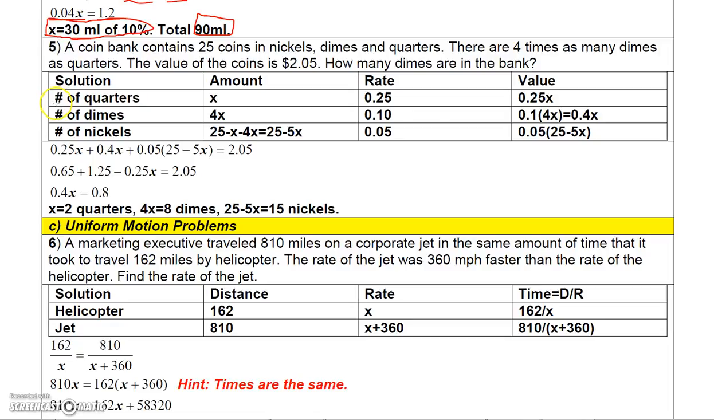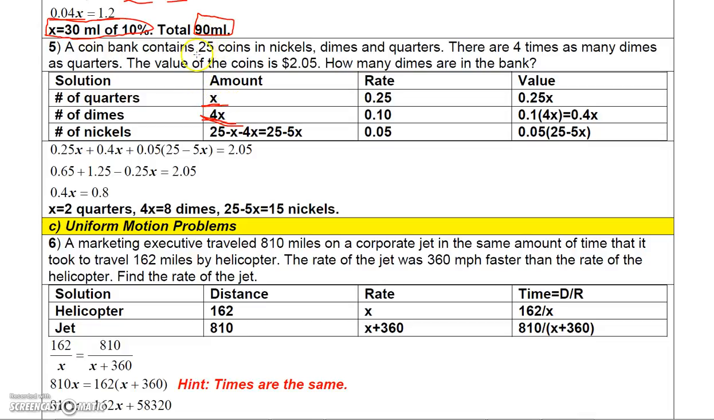First of all, I said let X be the number of quarters. The reason I did that is because up here it tells me the relationship of the dimes to quarters. There are 4 times as many dimes as quarters. So if I let X be the quarters, well, I know the number of dimes has to be 4 times that. Because if there's 4 times as many dimes, that means that the number of dimes must be 4 times that.